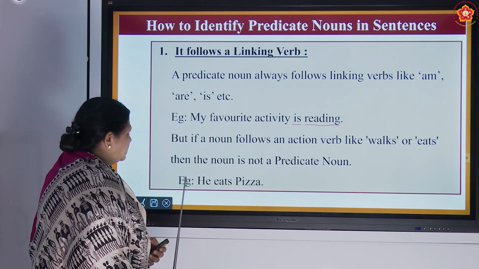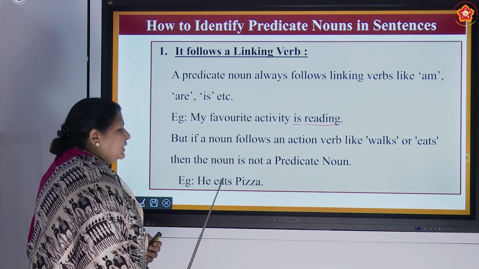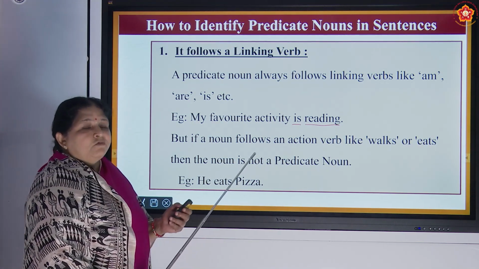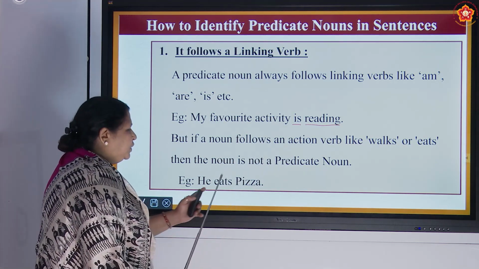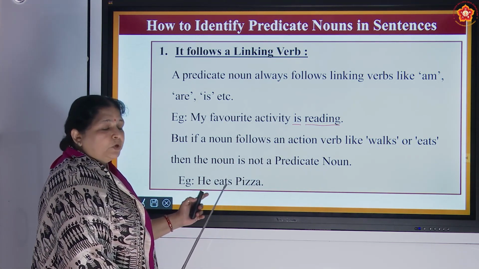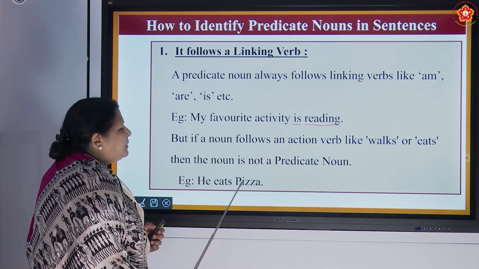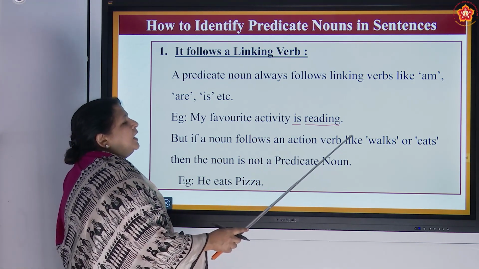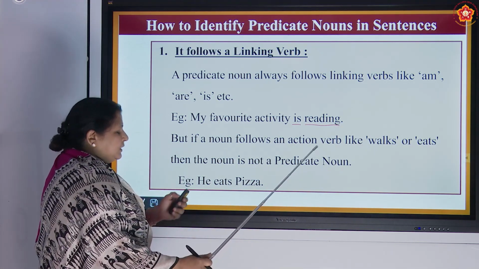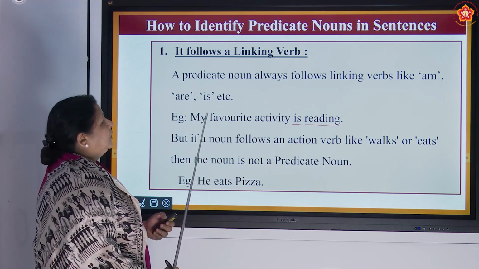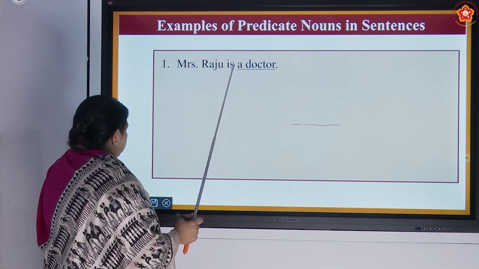Now let us see this example: he eats pizza. So you have understood, the noun follows an action verb. Here eats is an action verb and it is followed by the noun pizza. So with action verbs like walks or eats, the noun is not a predicate noun. You have understood? Now examples of predicate nouns in sentences.